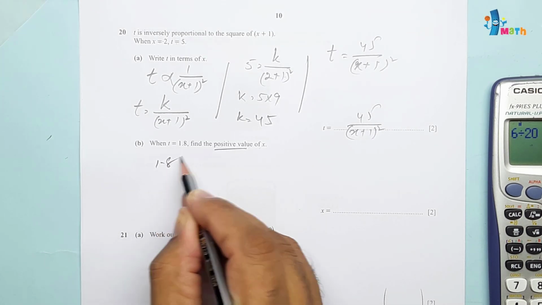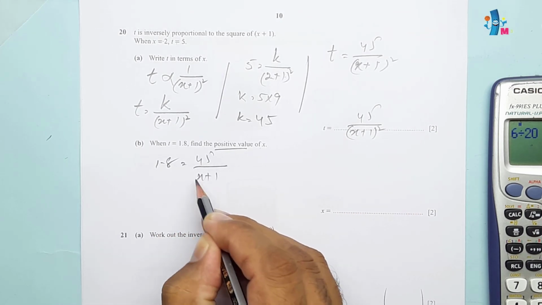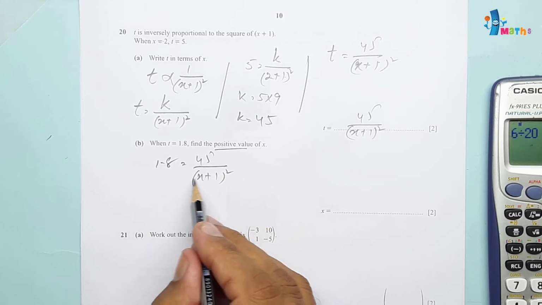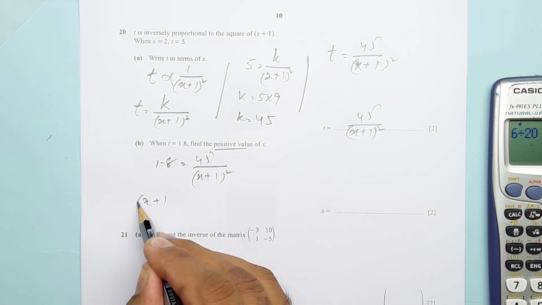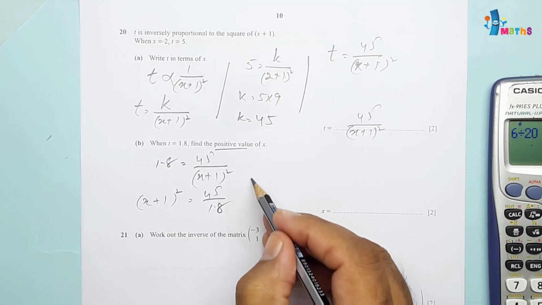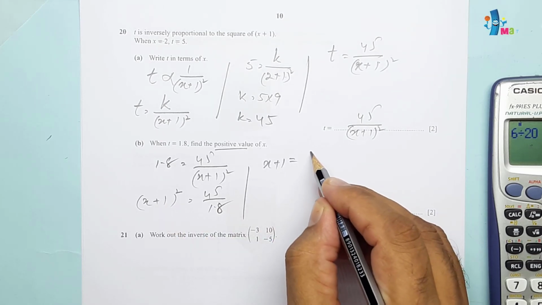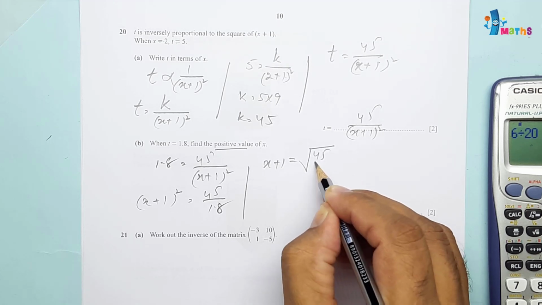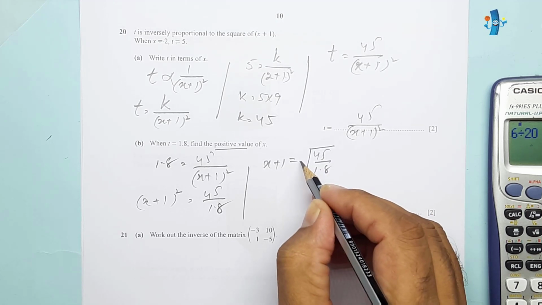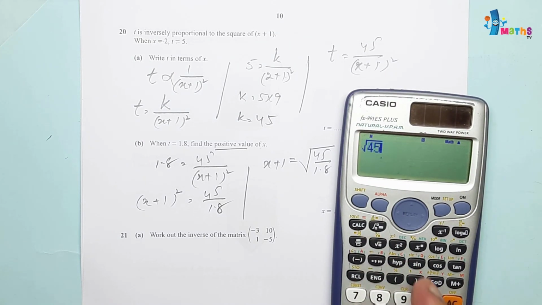T is equal to 1.8, we can replace in this, is equal to 45 over x plus 1 squared. So we can shift this x plus 1 to this side. X plus 1 squared is equal to 45 over 1.8, and x plus 1 will be equal to root of 45 over 1.8. We are taking only the positive value because they are asking for positive value. So we can take 45 over 1.8 is equal to 5.